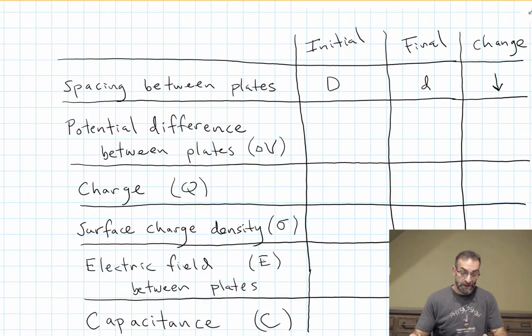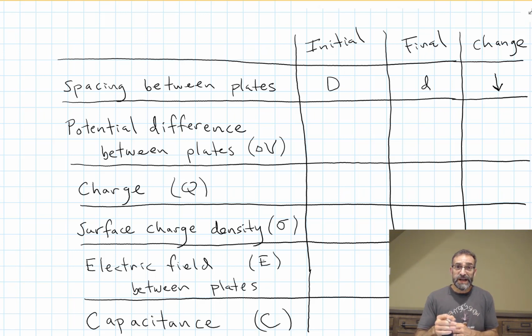We're going to fill in this table. I've filled in the first row for you. The spacing between the plates started out capital D. It ended up lowercase d. And that means it went down, it decreased. We made the spacing smaller. And we want to know, what about all these other things? The potential difference across the plates, the charge, the surface charge density, the electric field, the capacitance. How do all these other things change? Do they change? Let's see. Let's take a look at it. Maybe you should stop the video and think about it a little bit. See if you could fill in this table.